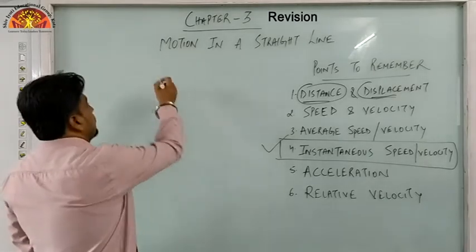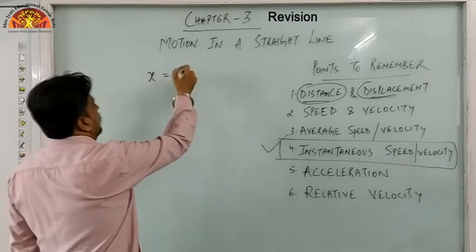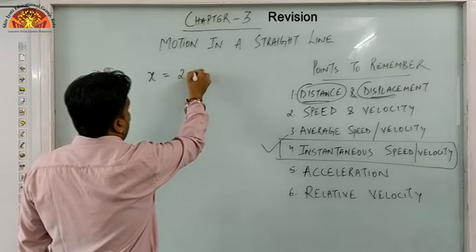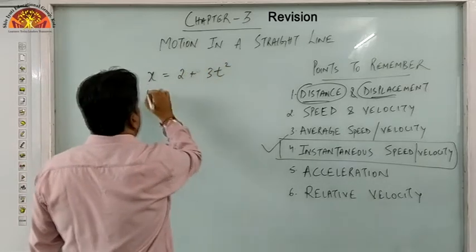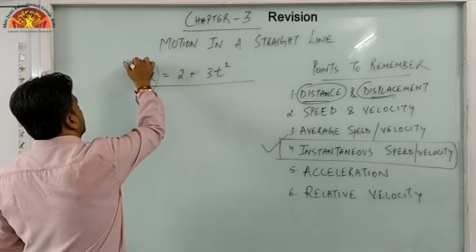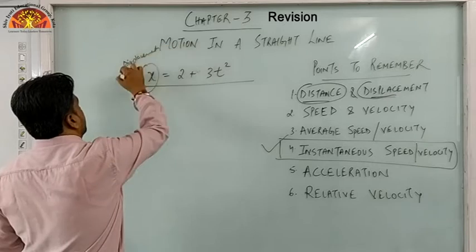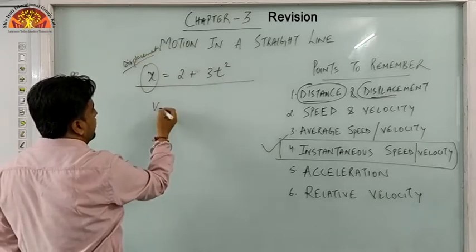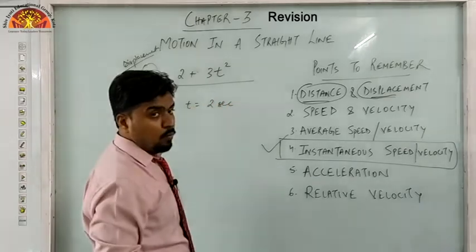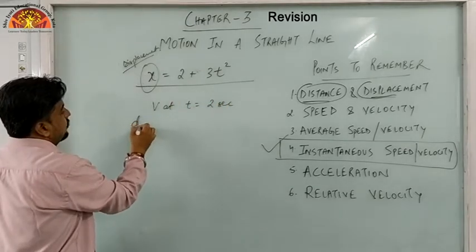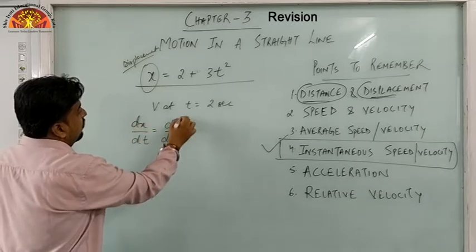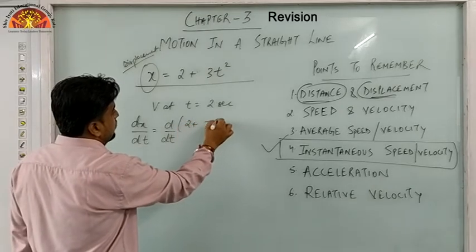Let's say if I say that x depends on time such that, let's keep it simple, let's make it 2 plus 3 t square. If I give you that your displacement, let's take this as a displacement. And if I ask you to find out the instantaneous velocity at t equals to 2 seconds, then how you will approach it is, you just need to find out dx by dt, or we can say d by dt of 2 plus 3 t square.